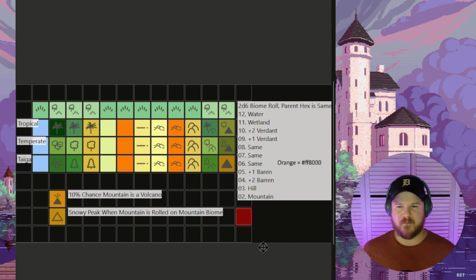But this is my biome variation table. I roll a 2d6 on it. You can see the table on the right, and then on the left is an example reference for me about what that result means.